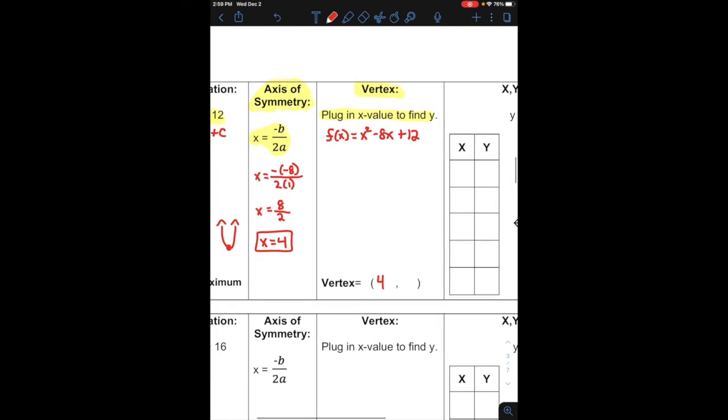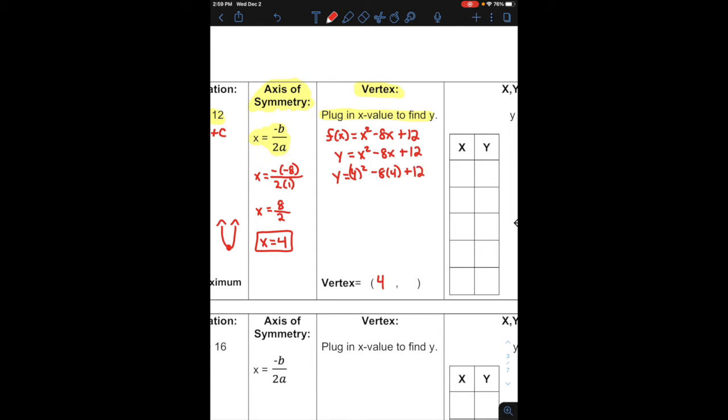Remember, we could write this as a regular equation with y instead of f of x, which sometimes helps some students find the y value now that we have y. Since we know x is 4, I'm going to go ahead and plug it in to solve for y. So we'll have 4 squared minus 8 times 4 plus 12.